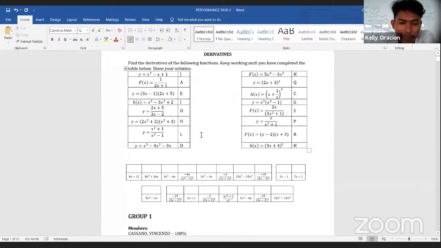Group 1, page 1 to page 5. Group 2, page 6 to page 10. Group 3, page 11 to 15. Group 4, page 16 to 20. Each group, lahi mo og word na ma-form.